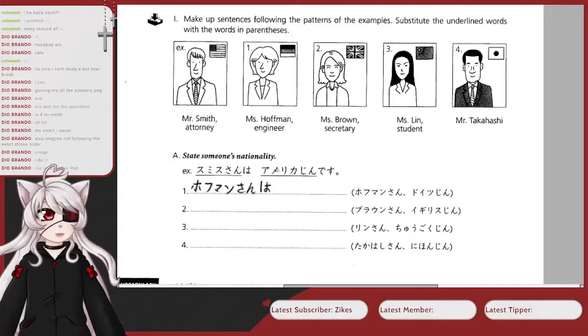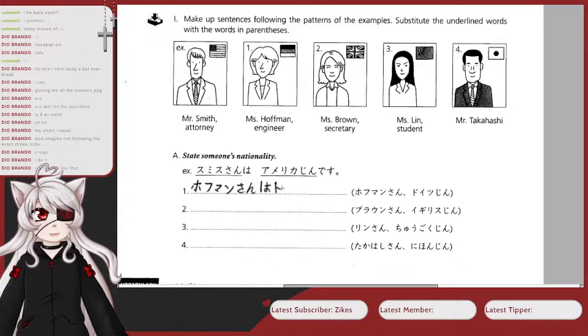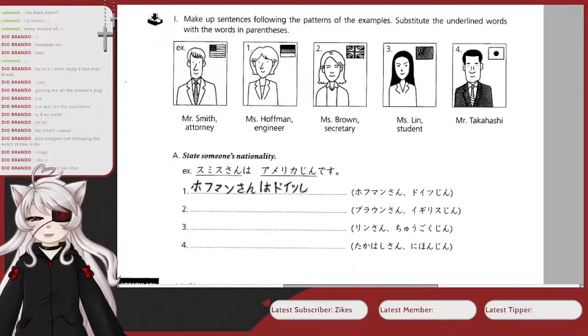Hoffman-san wa, and then it is Deutsche, because she is from Germany. Writing.